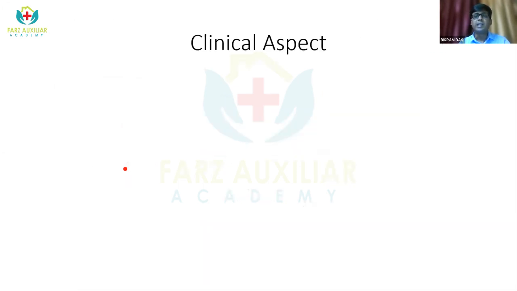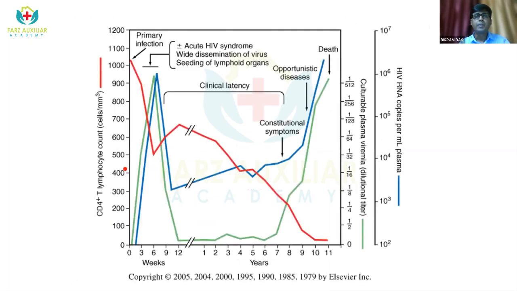Now we'll discuss the clinical aspect of HIV. This is a very popular diagram. It is given in every textbook, I think. Once we get the primary infection, this red color is the CD4 line. The CD4 will drop very fast, and then there is mild recovery, and for a considerable time it will again drop gradually. This green line actually is the viral load or viremia, and the blue line also. There is a sudden rise in the viral load, and then it comes down.